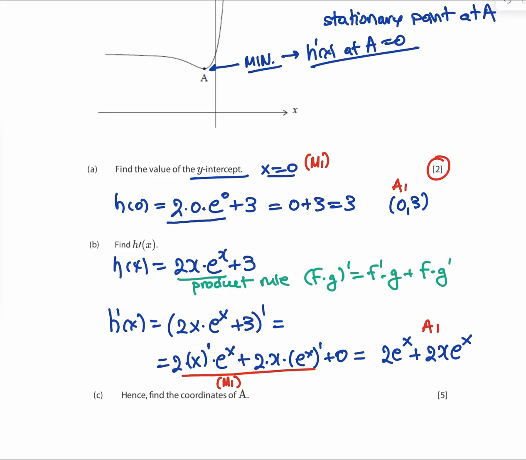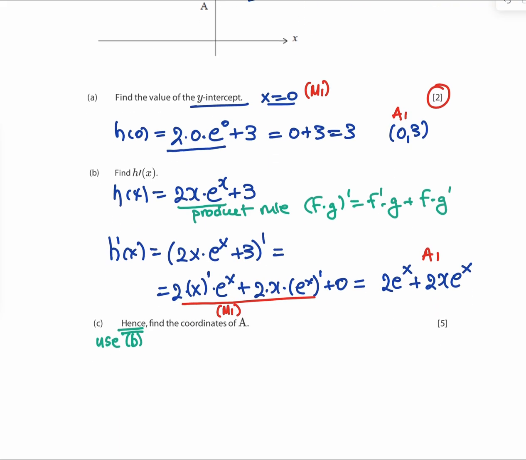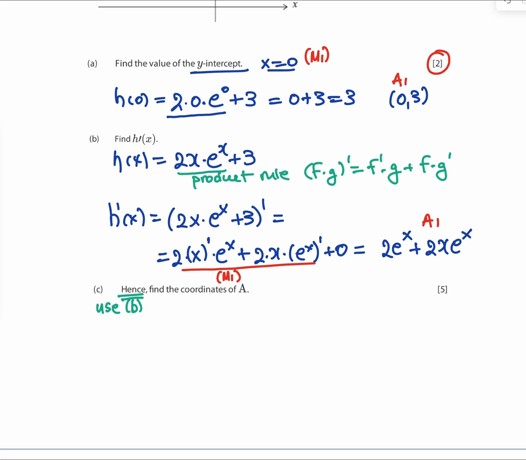Now, there's the hence command after that, which means we're going to have to use part B to find the coordinates of point A. So we know that the coordinates of point A is the point for which the derivative is equal to 0, because it's a stationary point. So we're going to have to utilize that. So let's move down here and put the derivative equal to 0.